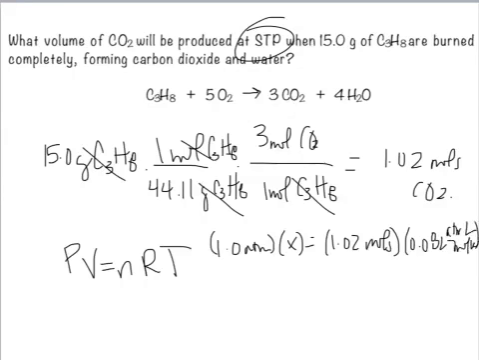I'm running out of room. Just understand this 273 Kelvin goes up there. It's not on the denominator. So basically I'll multiply 1.02 times 0.082 times 273 divided by 1, and then your answer should be 22.8 liters.